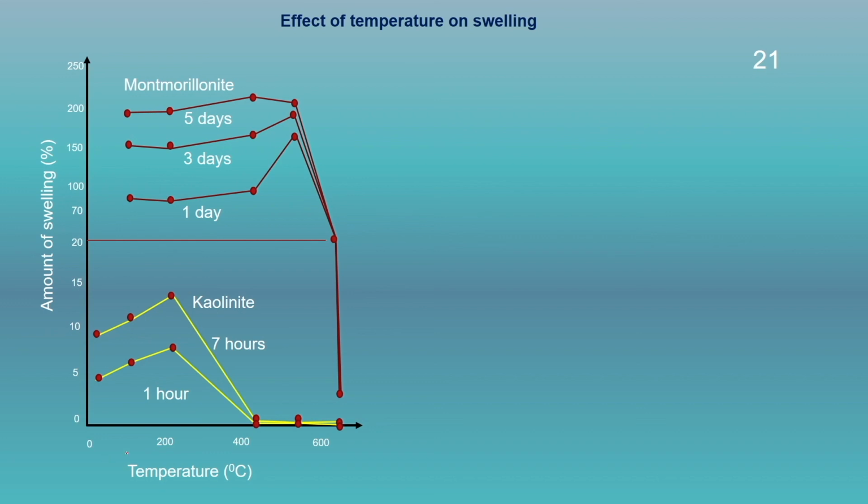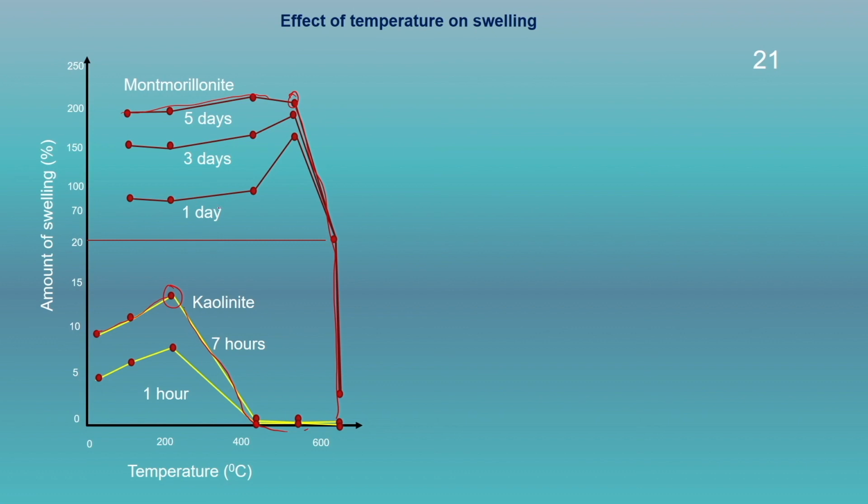Now, when we compare the effect of temperature on swelling, we could see here that with increase in the temperature, the montmorillonite swelling will initially increase, and then once it reaches 500 degrees centigrade, it drastically reduces. Similarly, for kaolinite, we could see here initially there will be an increase in the amount of swelling, and then again it will decrease significantly. The increase in the swelling of montmorillonite could be due to its increase in the dry density.